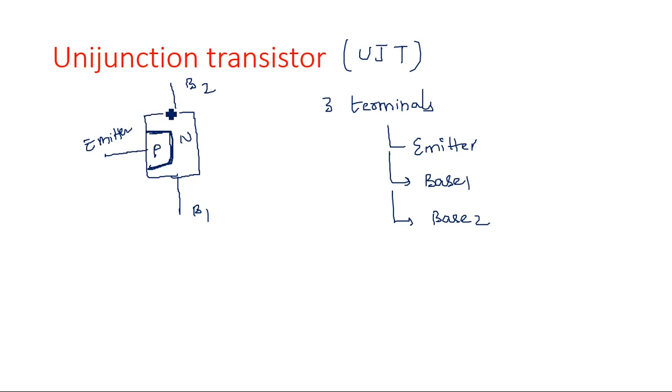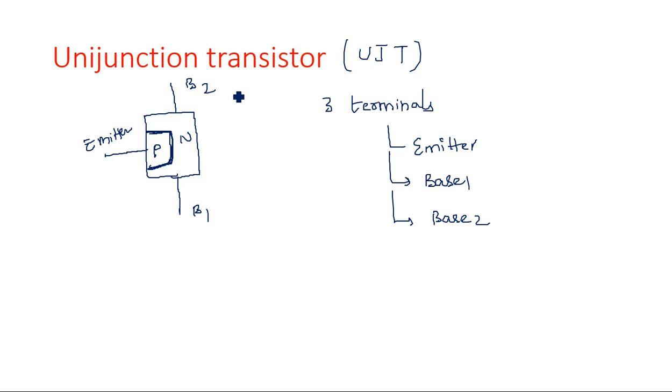Unijunction transistor is most commonly used as an oscillator. It has a switching action and is commonly used for oscillators. It produces oscillations, but the oscillations are like a sawtooth waveform. That's why the oscillator made up of this unijunction transistor is commonly known as a sawtooth waveform generator, or relaxation oscillator, or free running oscillator.